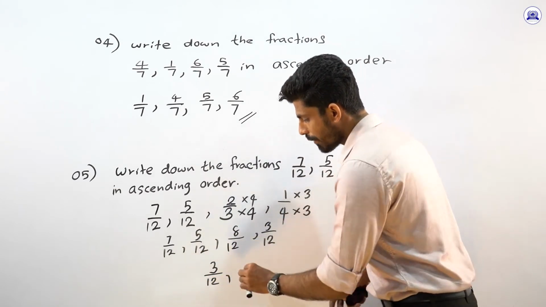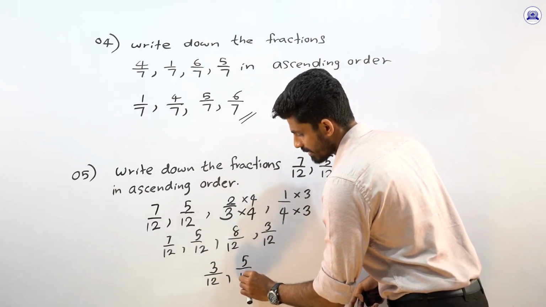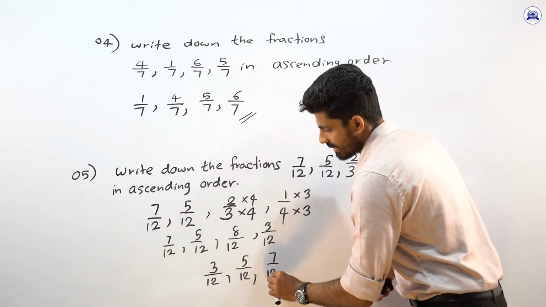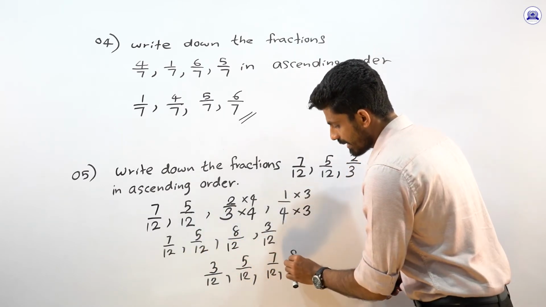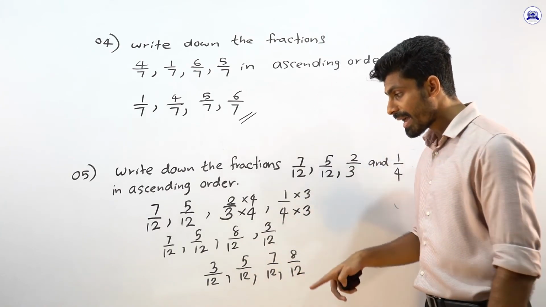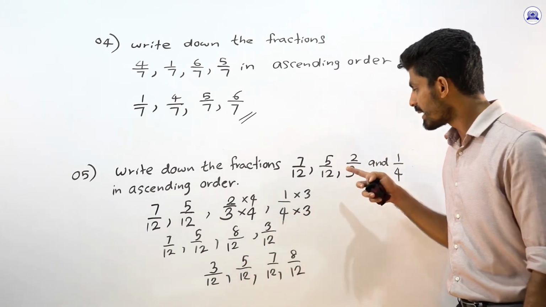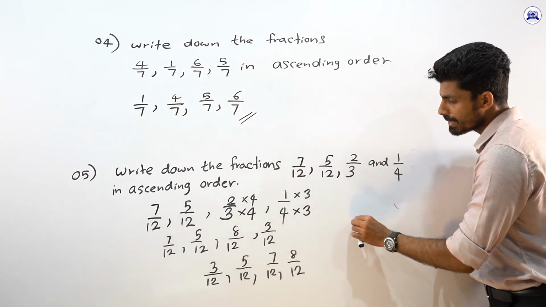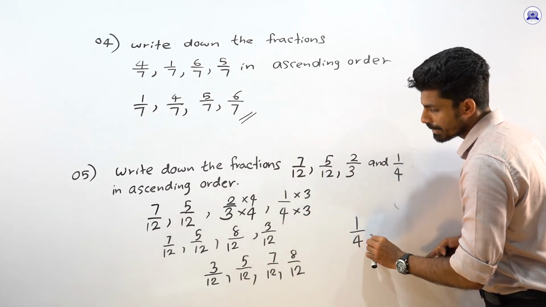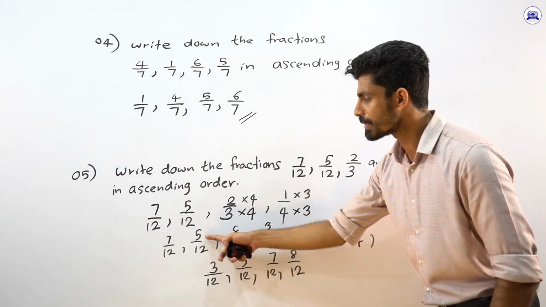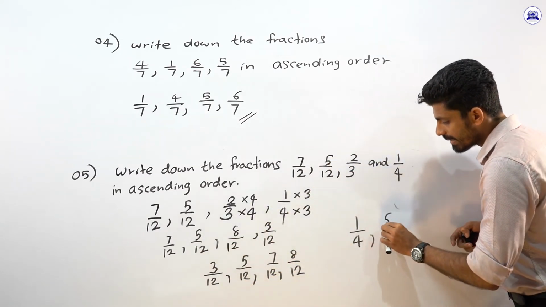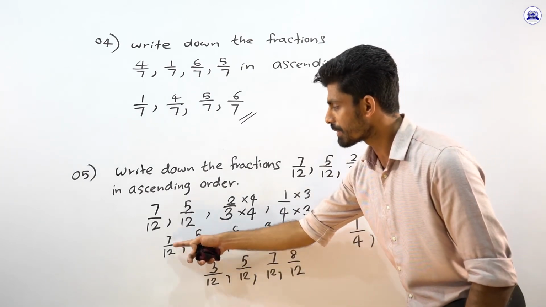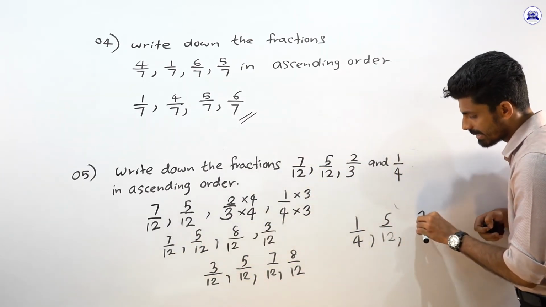Then 5/12. Then 7/12. Then 8/12. That means 3/12, and 3/12 means 1/4. So we need to convert that one into the ascending order. 1/4, then 5/12, then 7/12.